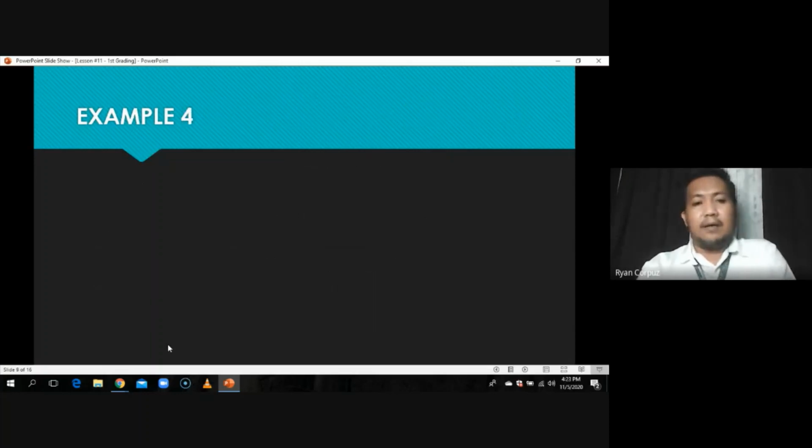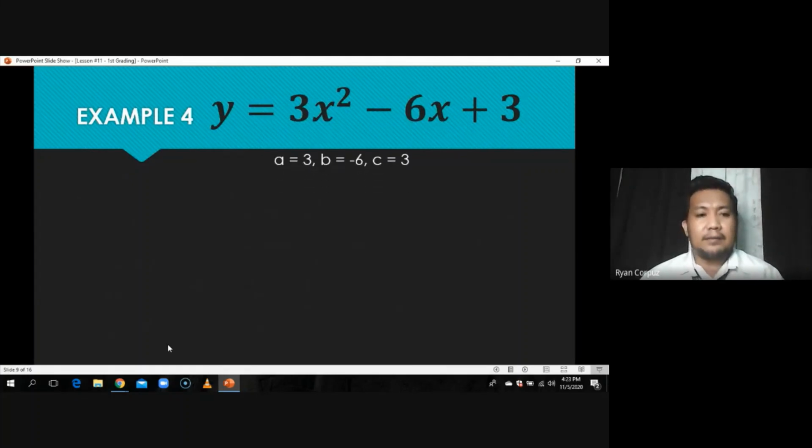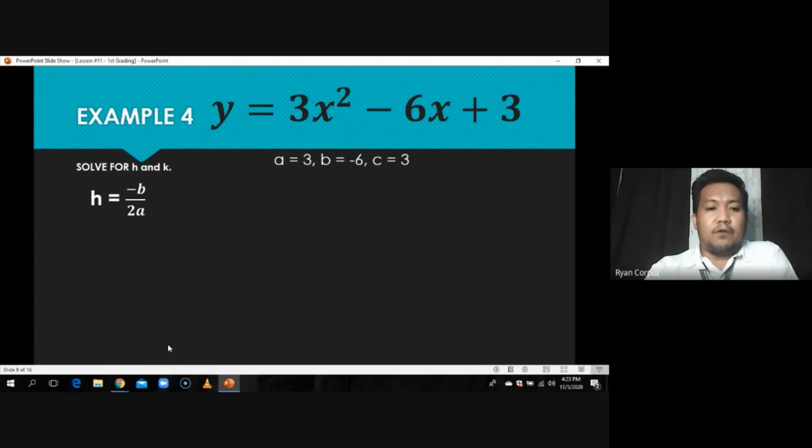Now let's try another example. In example number 4, we have y is equal to 3x squared minus 6x plus 3. Again, I will make use of the vertex form, using hk. So I have to find the values of a, b, and c. A is 3, b is negative 6, while c is 3. We use these to solve for h and k. So for h, negative b over 2a, substituting it, positive 6 again, over 2 times 3. Then we come up with 6 over 6, which is equal to 1.